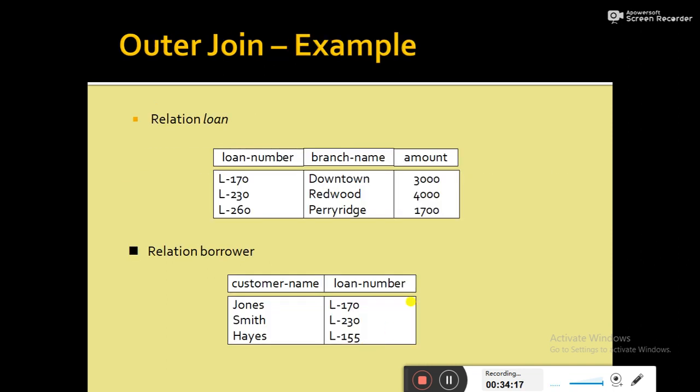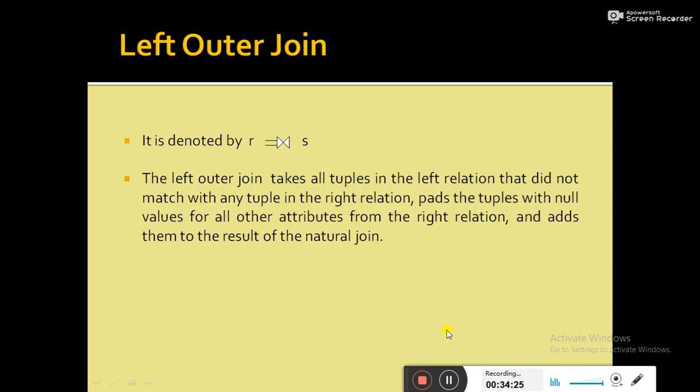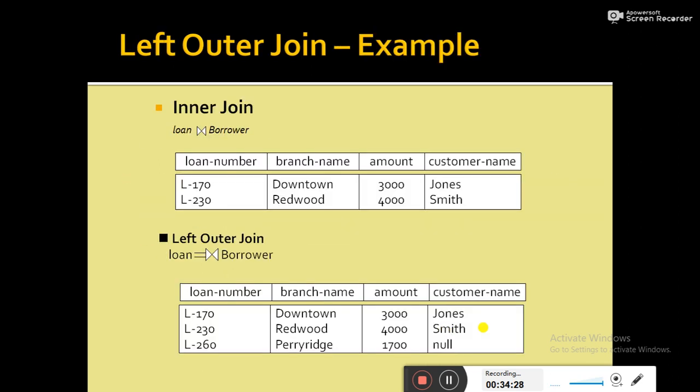L260 is present and amount 1700 appears over here, but the corresponding customer name is not present. Going back again, the loan number L260 does not exist in the borrower, so there is no customer, and the customer name is padded with the null value.